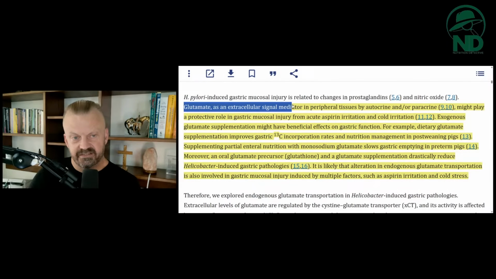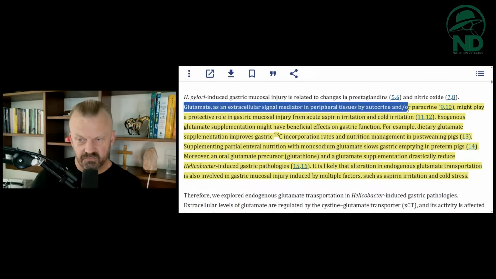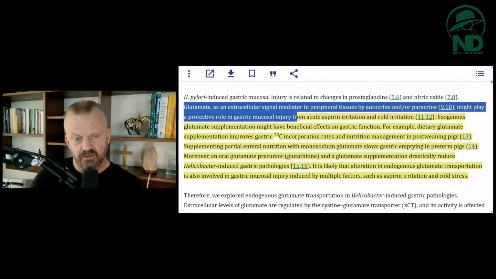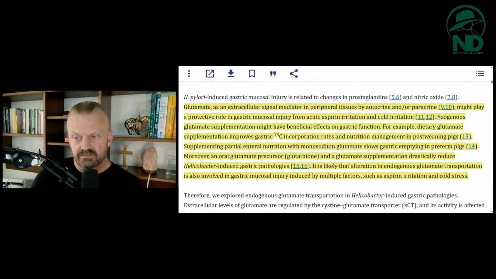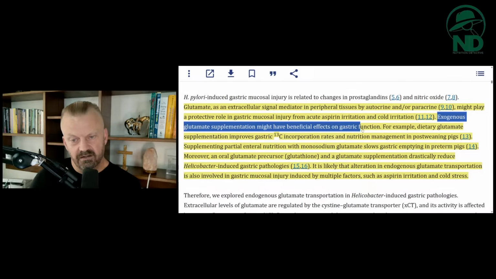Glutamate as an extracellular signal mediator in peripheral tissues by autocrine and or paracrine might play a protective role in gastric mucosal injury from acute aspirin irritation. Peters, aspirin's not going to save you. Like, figure it out. Jeez. And cold irritation. Exogenous glutamate supplementation might have beneficial effects on gastric function. That's been shown in research. I think that we went over that in the MSG article. MSG is good for your digestion.